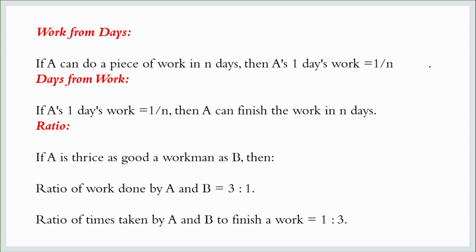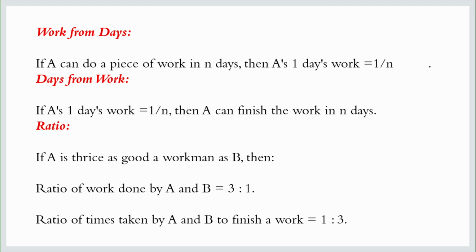Now days from work. We discussed work from days, now days from work. If A can complete 1 by nth of the work in 1 day, then he is going to finish the total work in n days. This is the converse. Understand? So work from days is the converse of days from work. If A completed 1 by nth of the work in 1 day, then A can finish the work in n days.